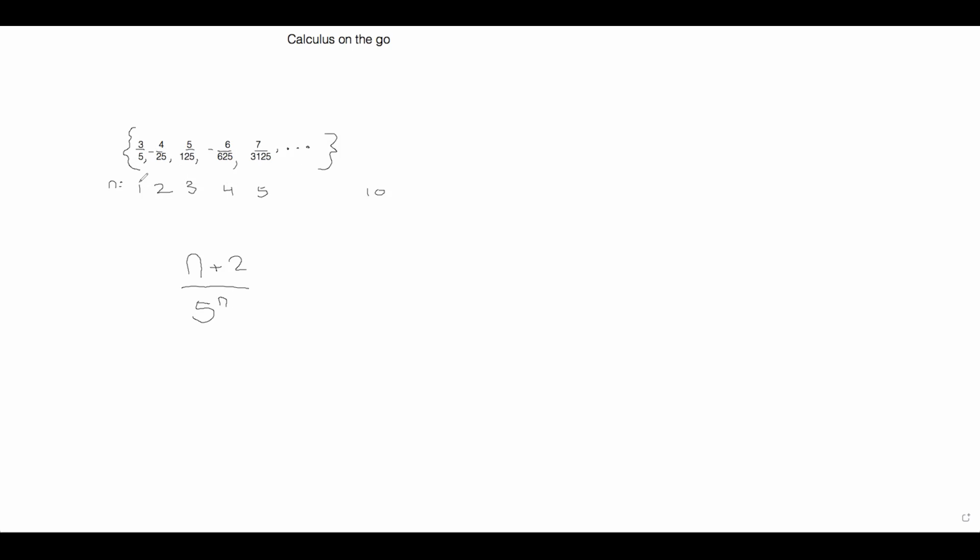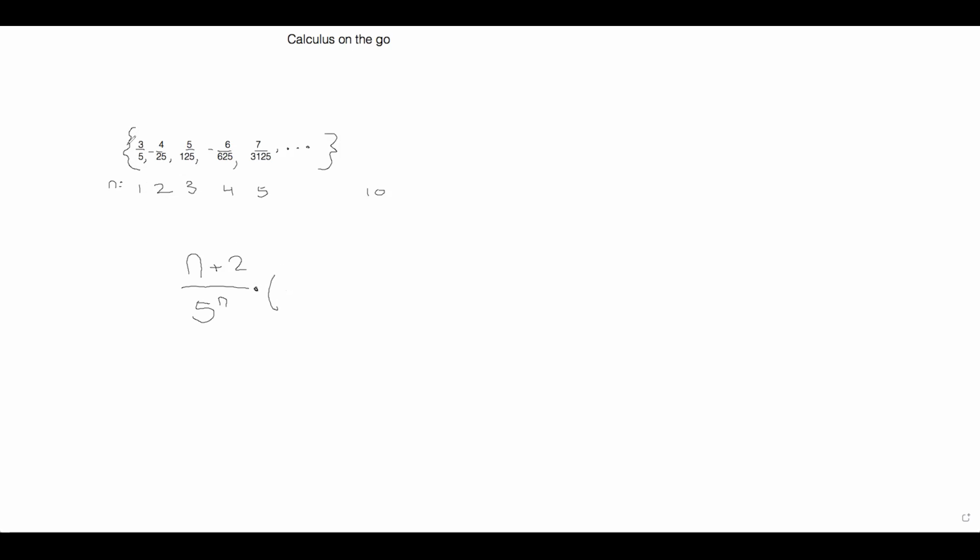So we can see that whenever we have an odd index, we have a positive term in the sequence. We can see that whenever we have an even index, we have a negative term in the sequence. So whenever the index is even, it should be negative. Whenever the index is odd, it should be positive.